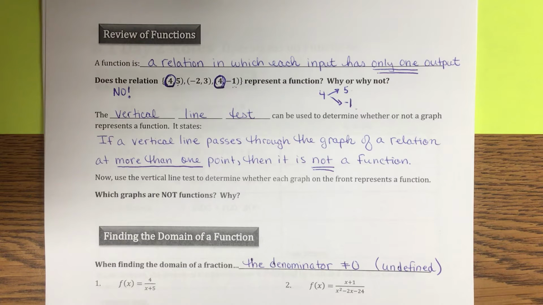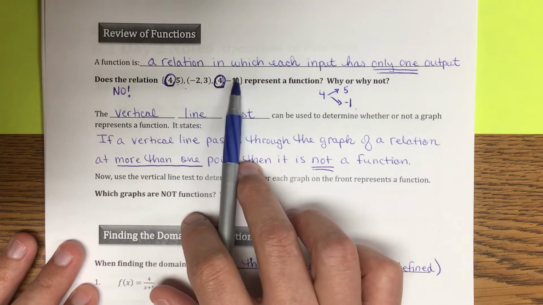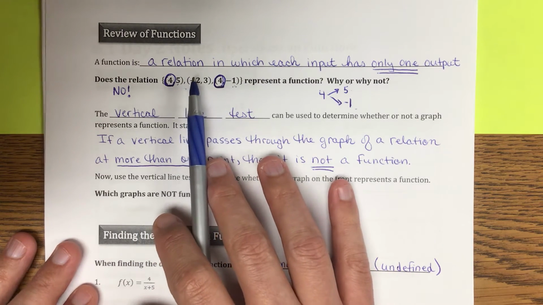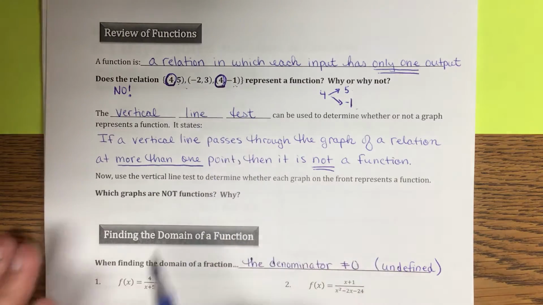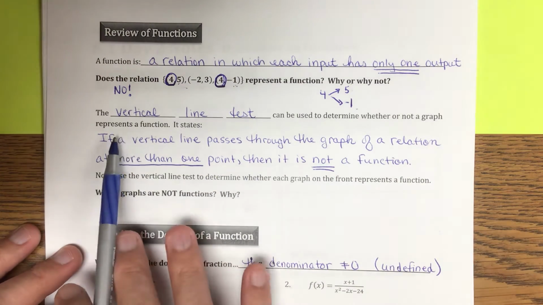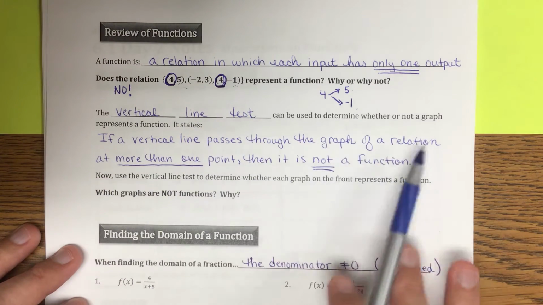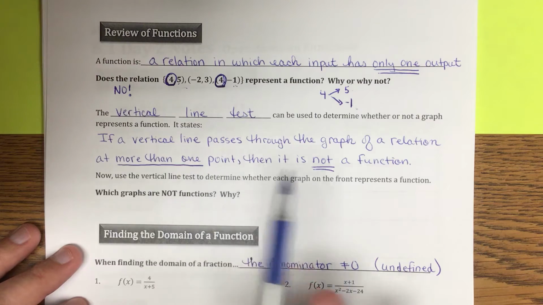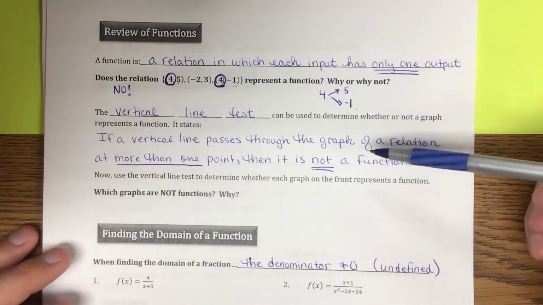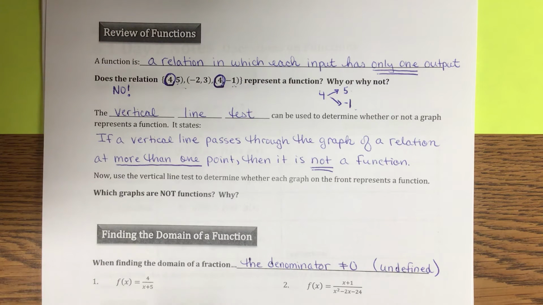The vertical line test can be used to determine whether or not a graph represents a function. So instead of me giving you a set of points and asking you if it's a function or not, what if I give you a graph instead? The vertical line statement is this: if a vertical line passes through a graph of a relation at more than one point, then it is not a function. And it says, go back to the front and see which graphs are not functions.